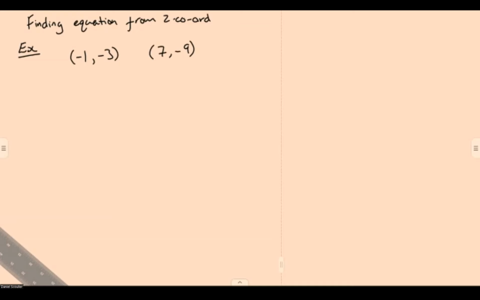Again, we'll make that x1, y1, x2, y2. First thing we want to do is find the gradient. Okay, so remember, we're looking for y equals mx plus c. That's the form we're looking at. So we're looking for the gradient. And we don't get that equation in the exam.